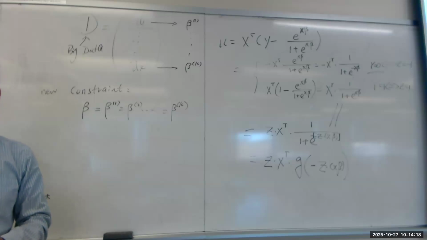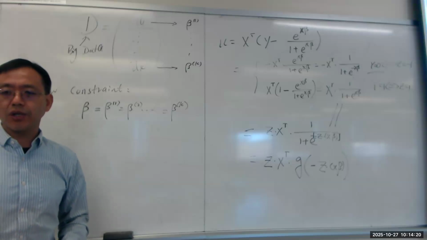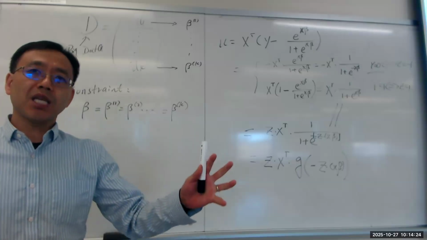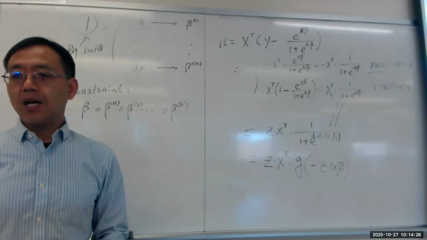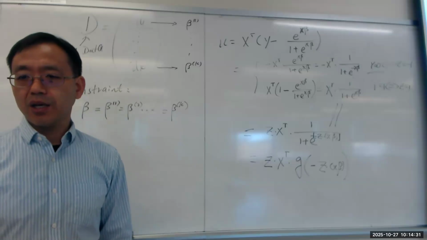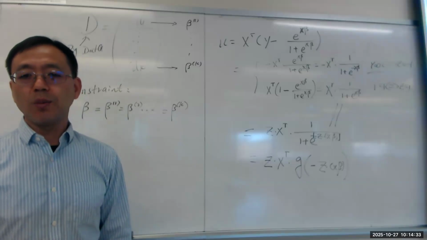If you have this additional constraint, you kind of force the beta estimation from each segment to be the same. In this way, if we iteratively go through it, then we can actually ensure the global maximization.